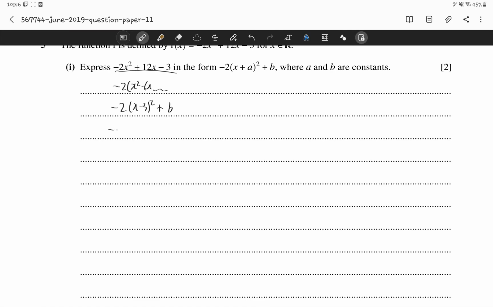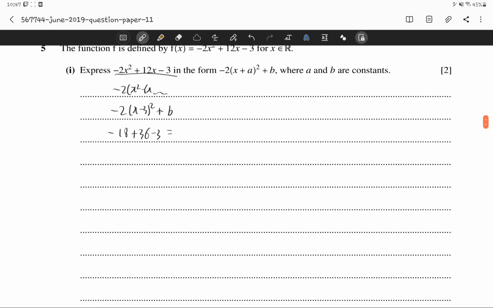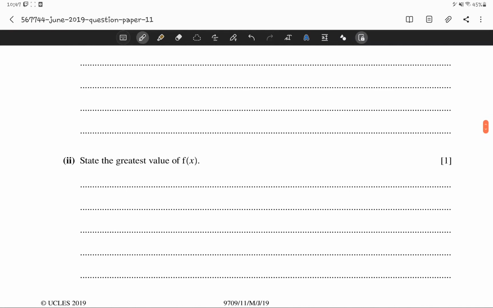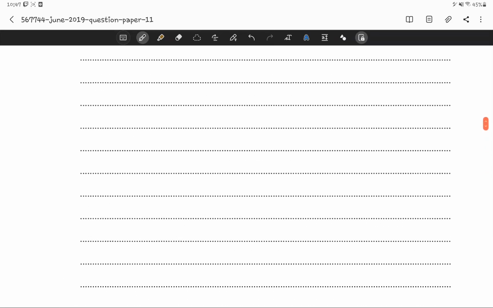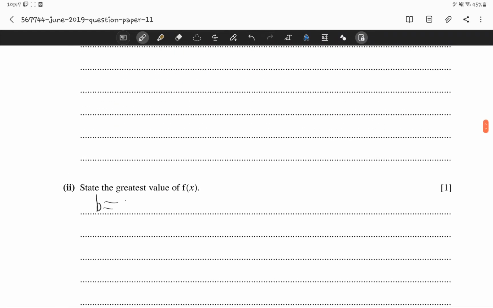If you put 3 in there, minus 2 times 9, wait, so that's minus 18 plus 36 minus 3. Is that right? 3, 9 minus 8, yeah. This is 18 minus 3, so that's 15. This equals b. So a equals minus 3, b equals 15. State the greatest value of fx. Well, it would have to be b. B equaled 15. Yeah.